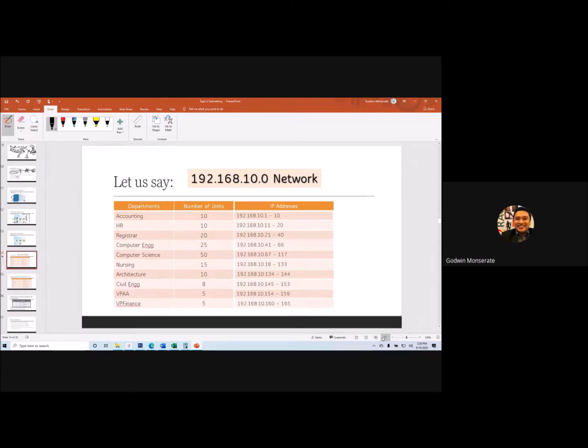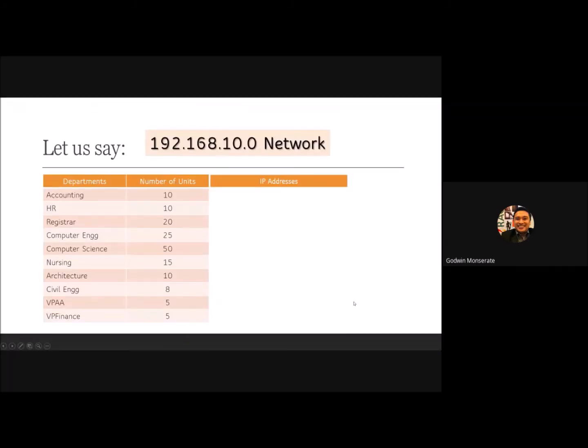Okay, so now I will play this. Now, the IP address is 192.168.10.0. The way you would address my accounting department, you would start at 192.168.10.1 until 10.10. Right? Yes, sir. Those are no longer networks, they are IPs. For HR, where will you start? 11. Very good. Start at 11 to 20. Clear? For registrar, since you ended at 20, you start at 21 to 40. Okay? And this will go on.